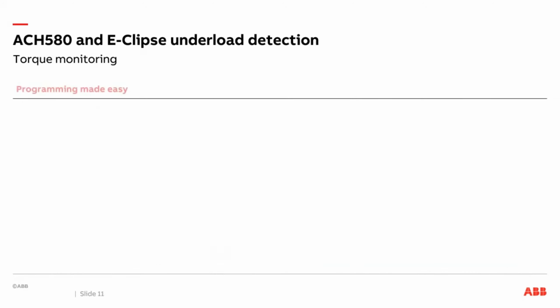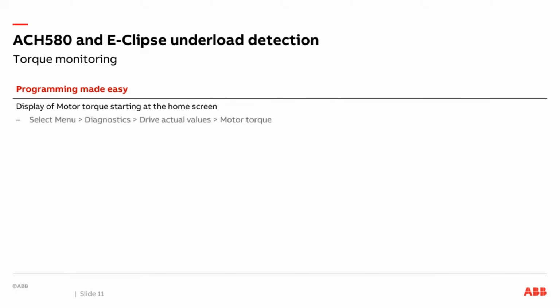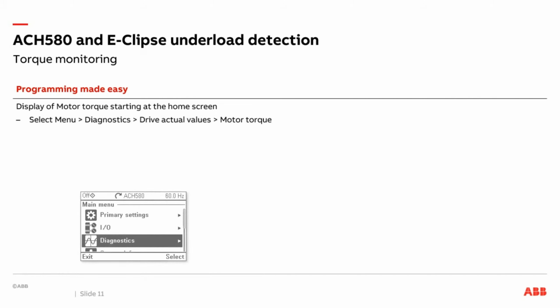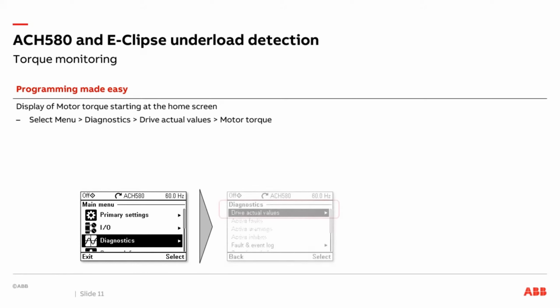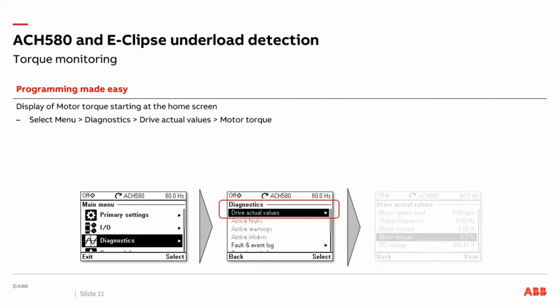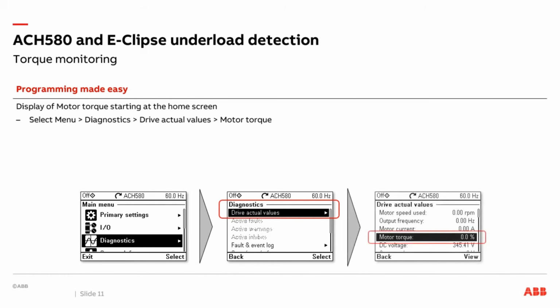Setup of the underload protection is simple in the ACH580. After a successful startup, the first step is to view motor torque on the control panel. As with other 580 programming, navigation is simple. Under the main menu, select Diagnostics, then Drive Actual Values, and then select Motor Torque.